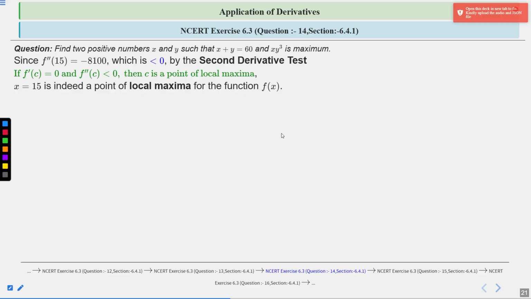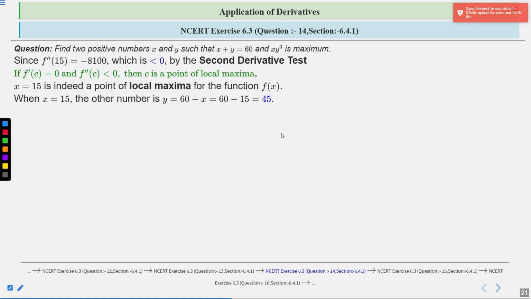Now since f double dash 15 is equal to minus 8100, which is less than 0, by the second derivative test, if f dash c is equal to 0 and f double dash c is less than 0, then c is a point of local maxima, right? So x equal to 15 is indeed a point of local maxima of the function f(x), right?